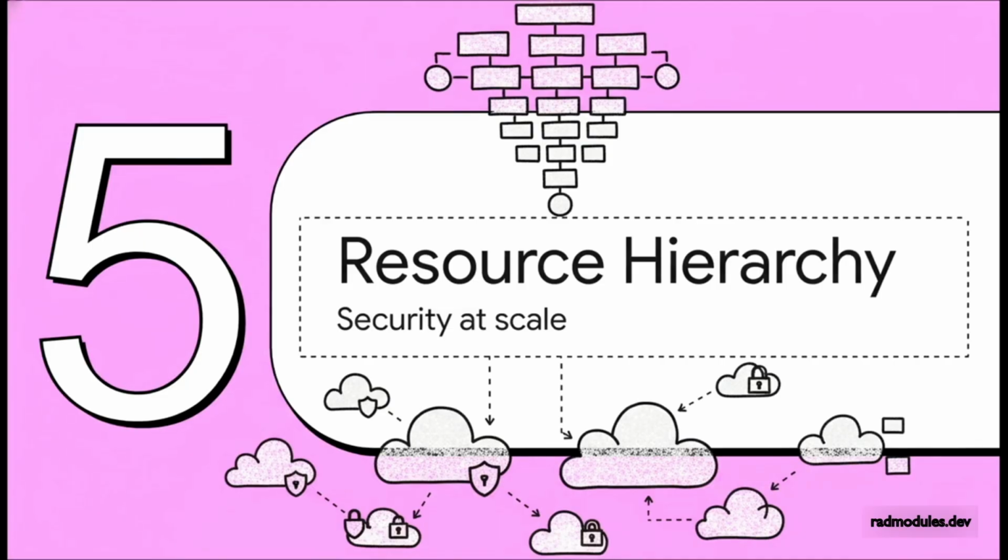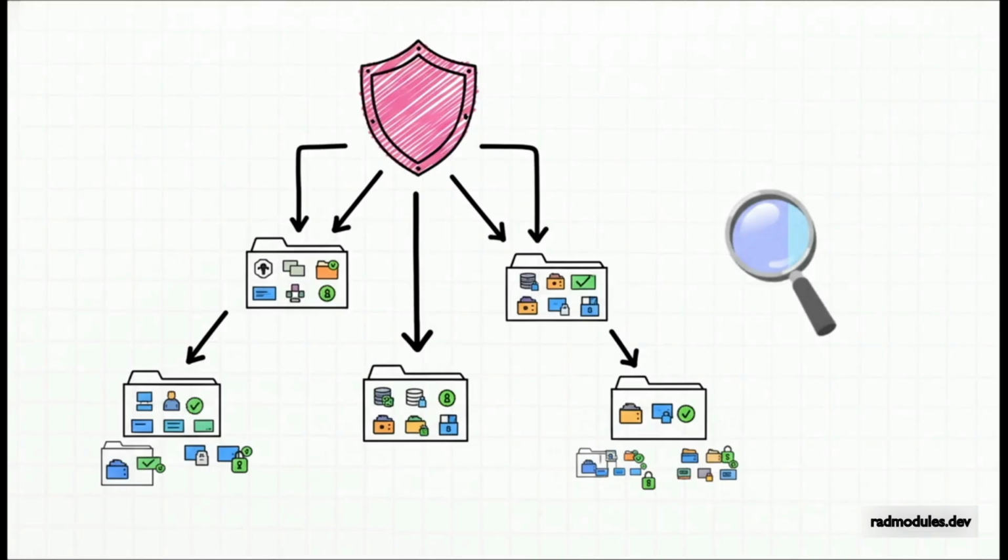And finally, let's zoom all the way out. How do you apply all these security rules across, say, hundreds of different projects without losing your mind? Well, the answer is by using Google Cloud's resource hierarchy. The key concept to grab here is inheritance. You don't have to go into every single project one by one to set security rules. Instead, you set the policy at a higher level, like a folder or even the whole organization, and it just automatically flows down and is enforced on everything underneath it.